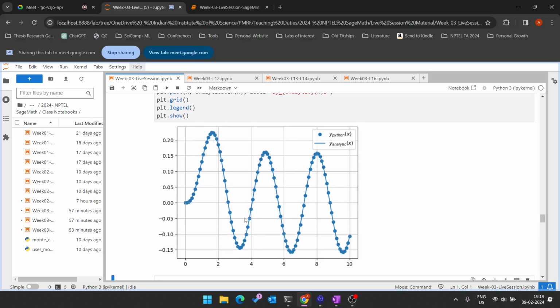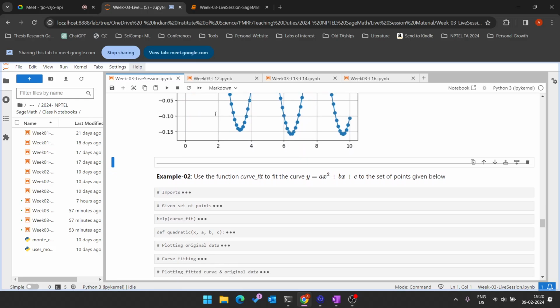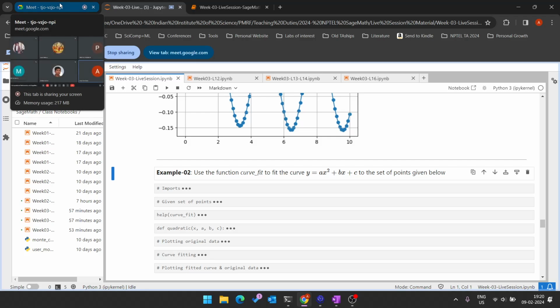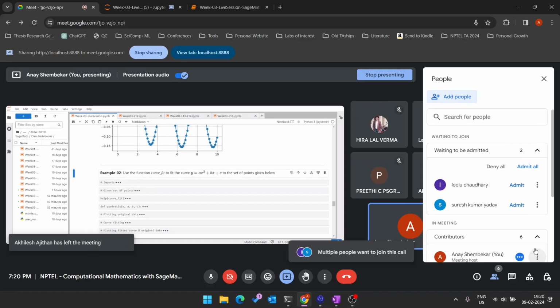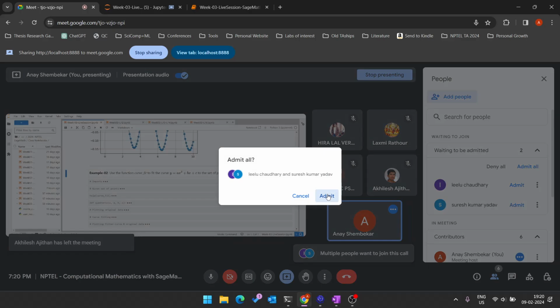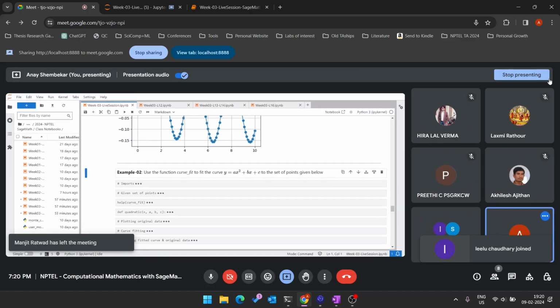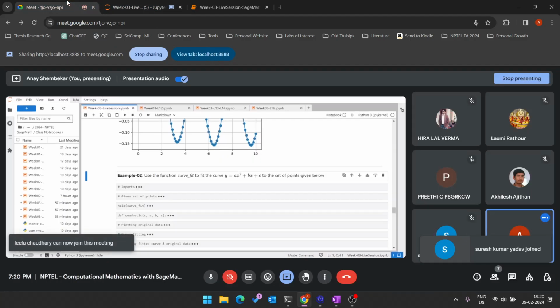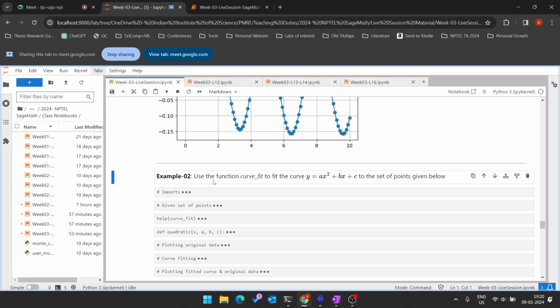Okay, is this example clear? If not, you can raise your hand or paste your doubts in the chat. Okay, I presume this example is clear. As there aren't any doubts, okay, thank you. We'll move on to the next example.